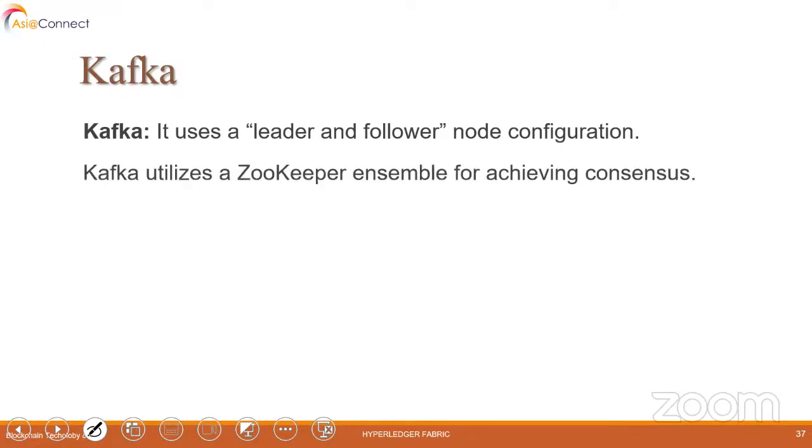So Kafka utilizes a zookeeper ensemble for achieving consensus. What is a leader and follower? From among all the ordering peers, one is selected as a leader. How is one selected as a leader?